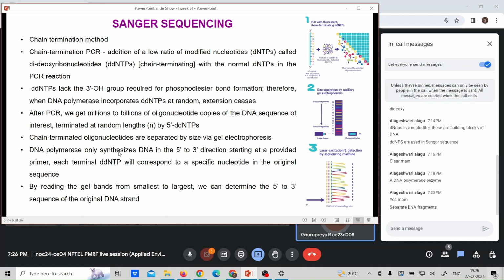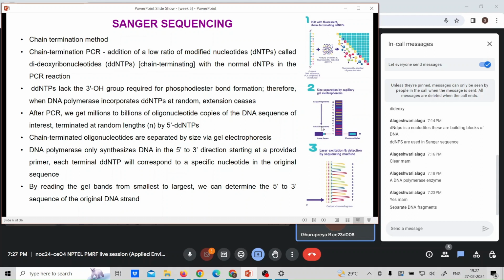So in this case, we are going to do the chain termination PCR, so that we will get different lengths of DNA fragments like this mentioned here, and then we are going to perform the gel electrophoresis. Okay, so size separation by capillary gel electrophoresis. The larger fragments are going to stay up and the smaller fragments are going to come down.